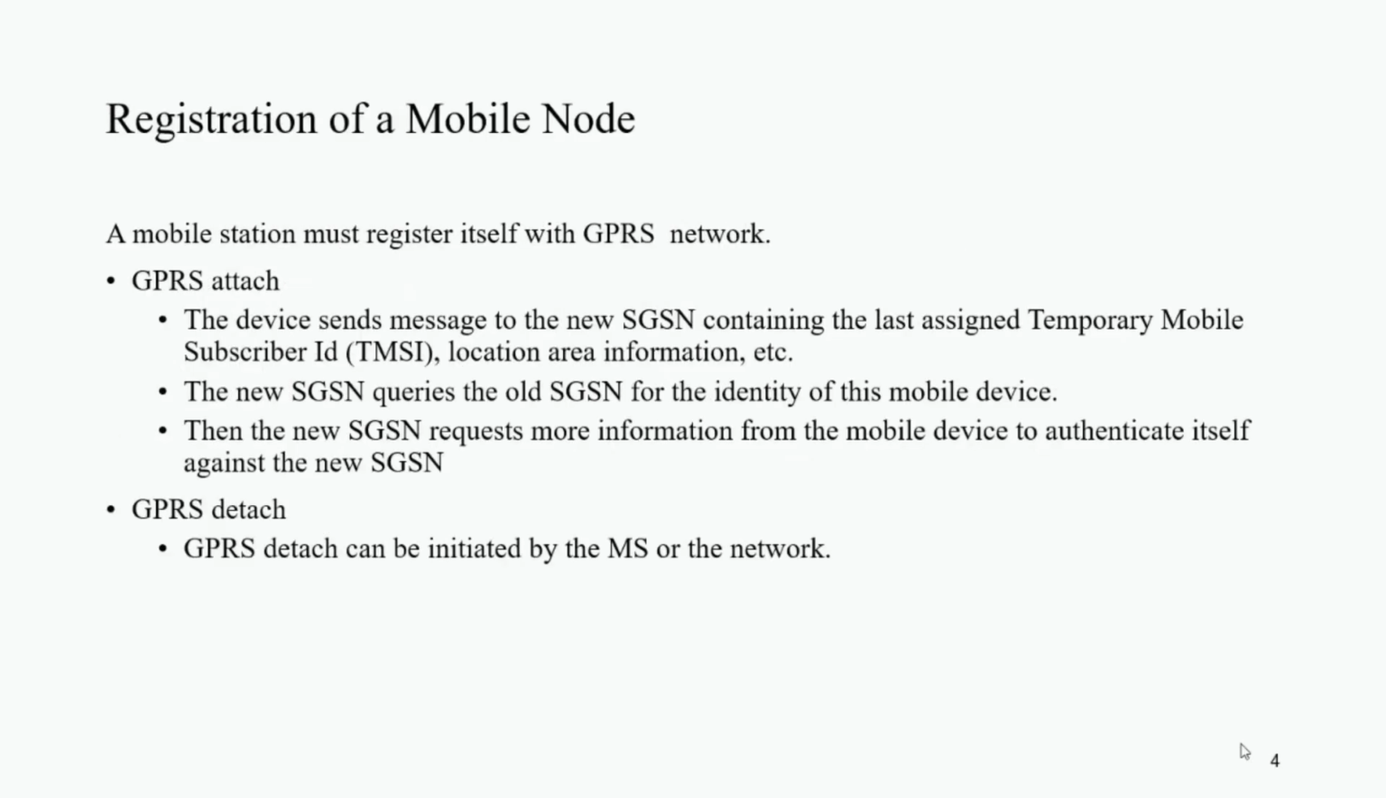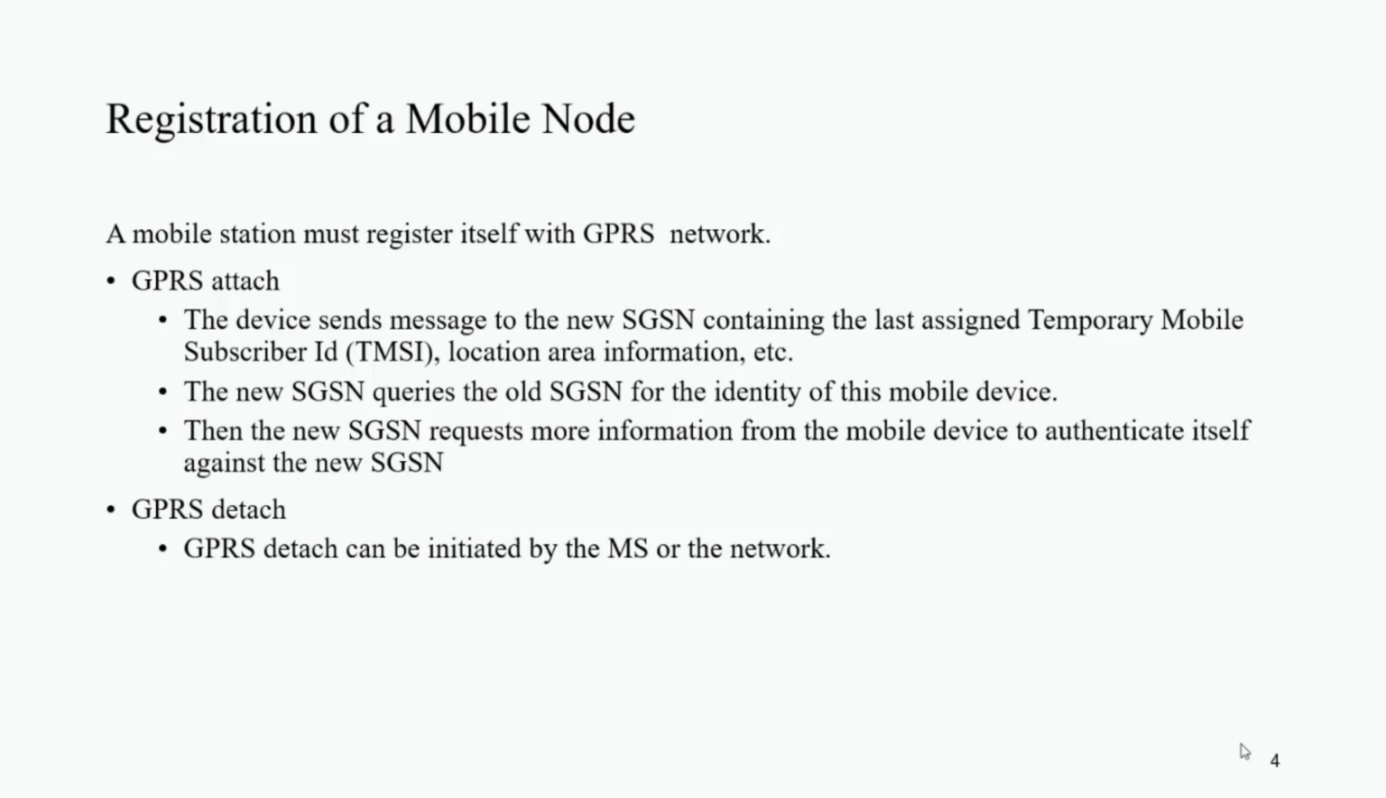Now we will see how a user is registered with the GPRS network. A user must register itself with the GPRS network to use GPRS. Following is the GPRS registration process. First, the user has to attach with GPRS. Now, what is the mechanism of GPRS attachment? Suppose a user is in any cell. Then the base station of that particular cell sends a request to the serving GPRS support node for the attachment.